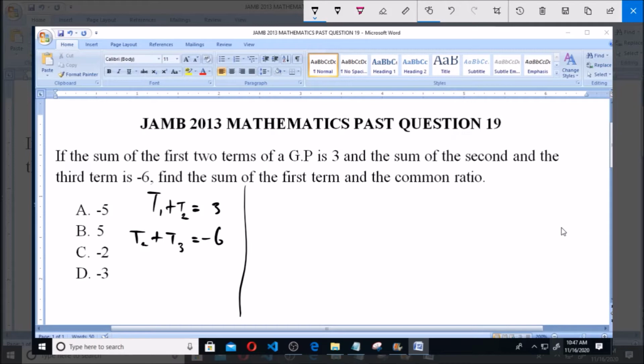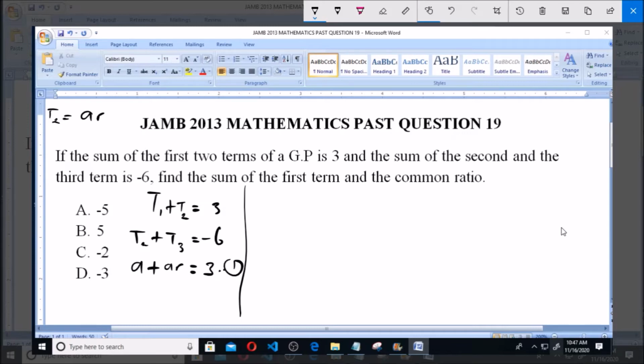Now from this we can simply say that since we know that T1 is equal to A, which is the first term, and T2 is equal to AR. So A plus AR is equal to 3. Let's call this equation 1.